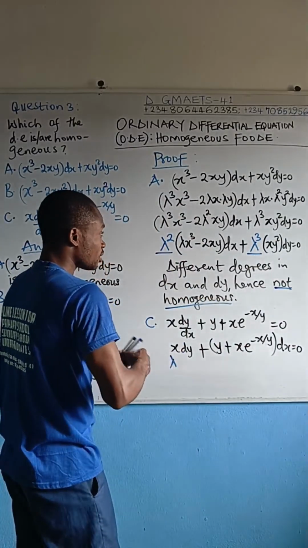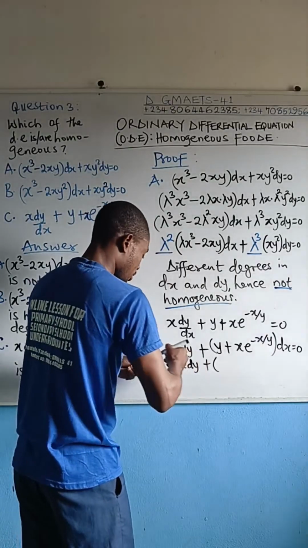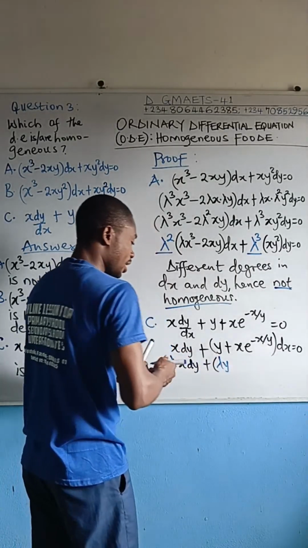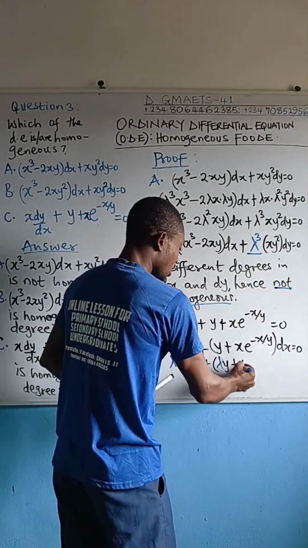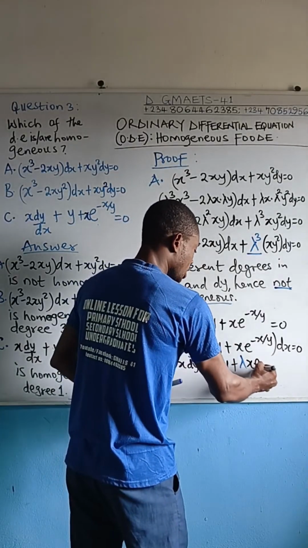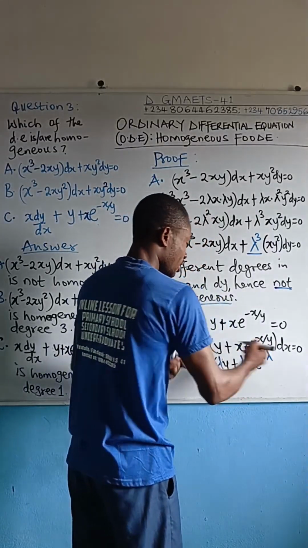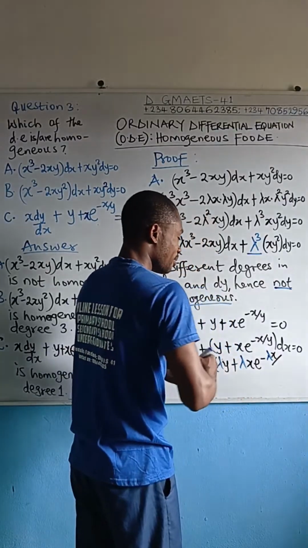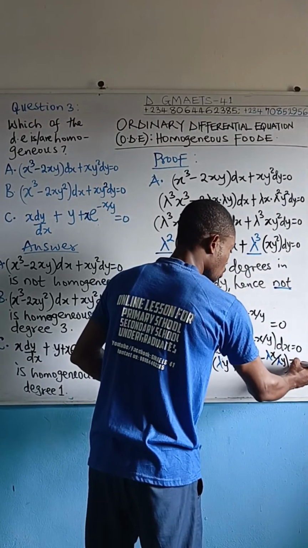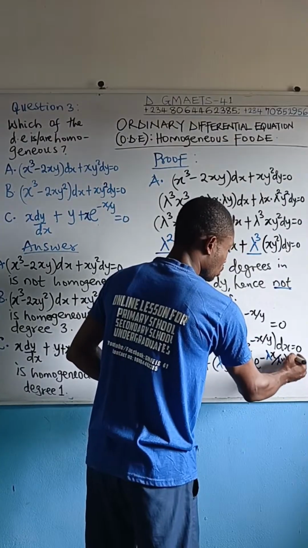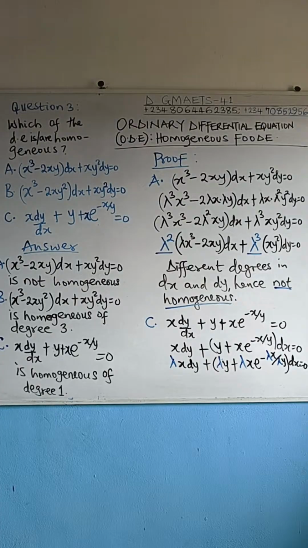Use your lambda to multiply. Lambda times x dy plus, come over here, lambda times y, and then we've got plus lambda times x, then exponential minus, come over to this power, this is going to be lambda times x in the numerator of the power over lambda times y, that's going to be equal to 0, dx equal to 0. Let me see if the camera still catches up that part.